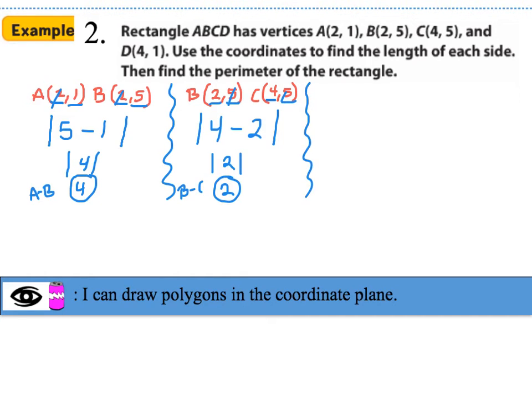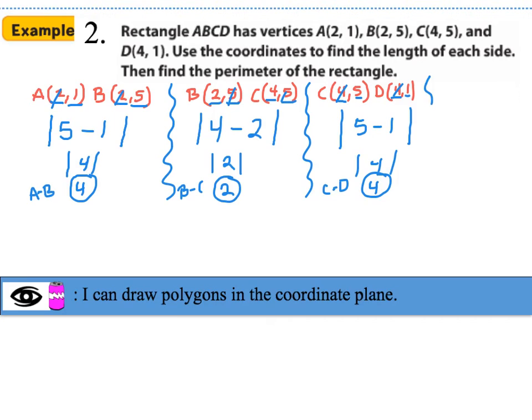Let's look at another one. Let's find the distance from point C to point D. So notice the x coordinates are now the same. So I can go ahead and ignore that and find the absolute value difference of 5 and 1, which are the y coordinates. So 5 minus 1, take the absolute value of that. 5 minus 1 is 4, and the absolute value of 4 is just 4. So the distance from C to D, those vertices, is 4 units.